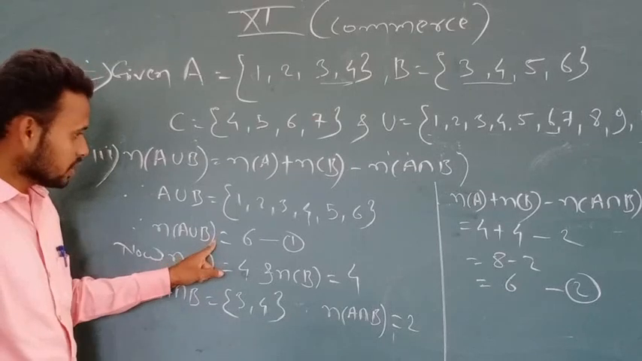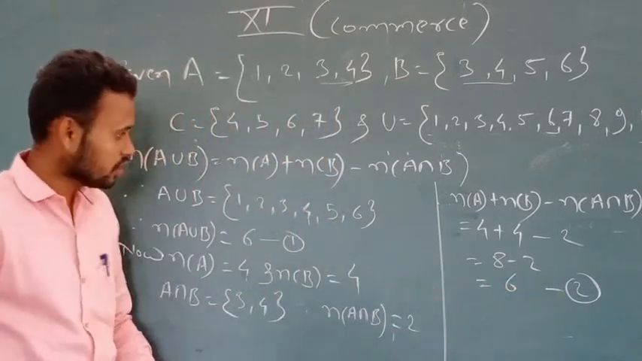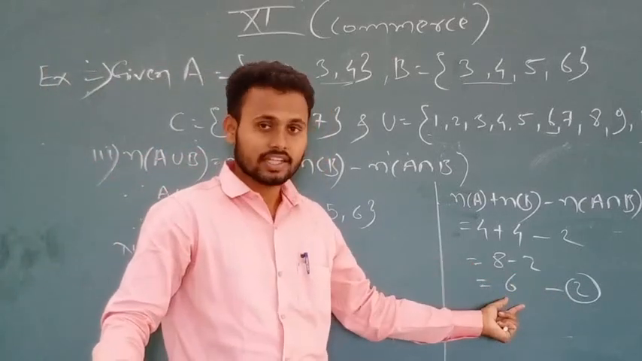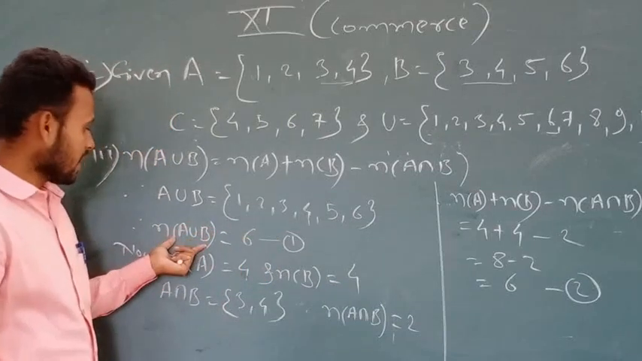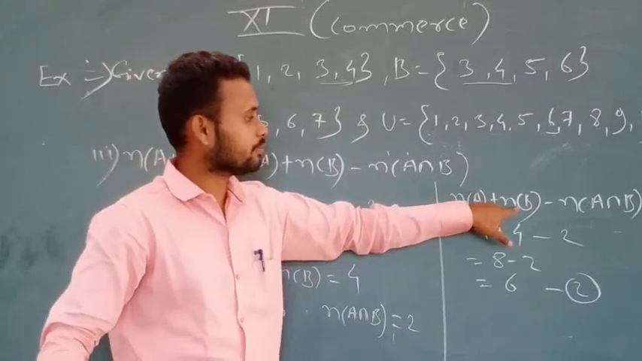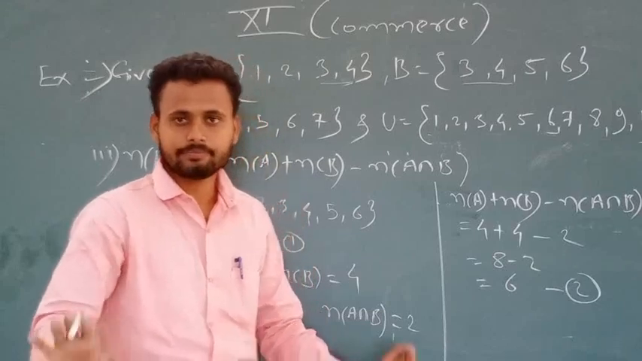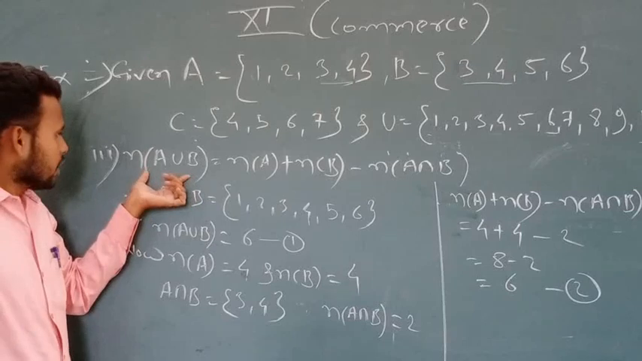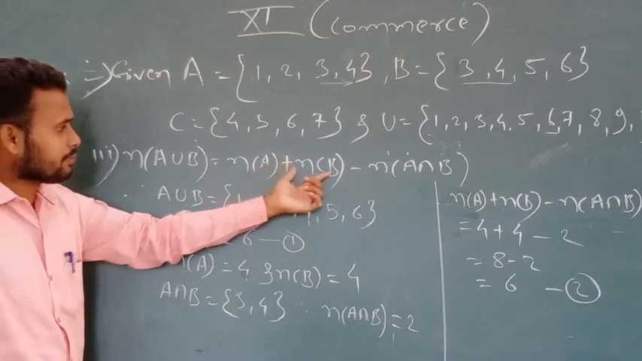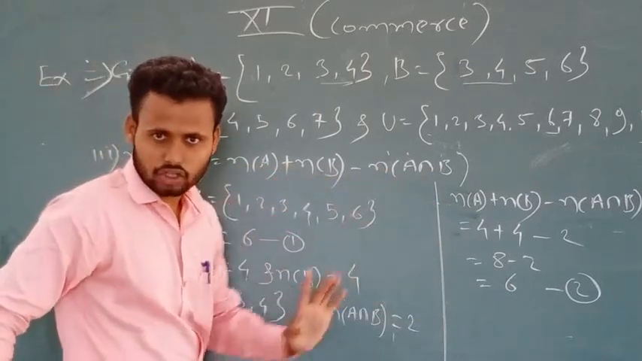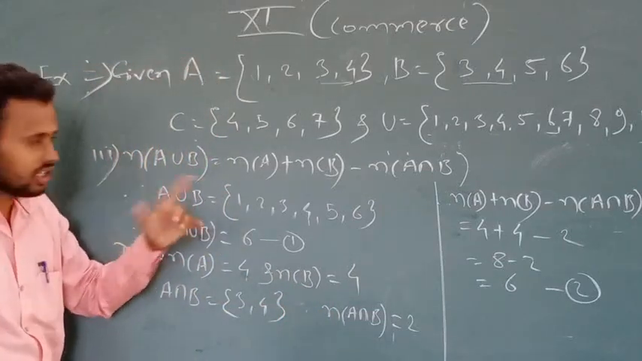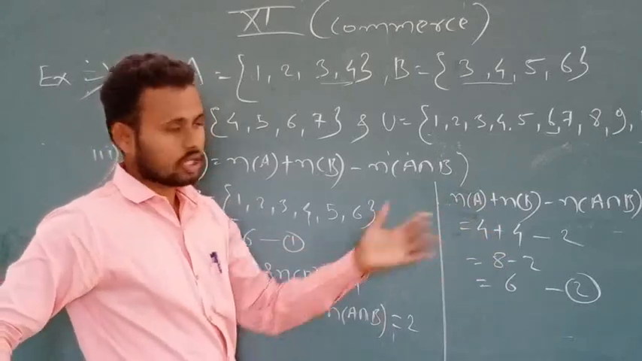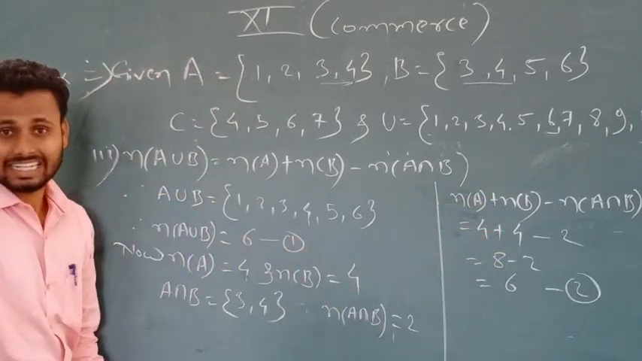Now from equation first and equation second, we observe that the equation first value is 6, and the equation second value is also 6. Therefore, we say that n of A union with B is equal to n of A plus n of B minus n of A intersection with B. We find the LHS from equation first and the RHS from equation second. The right hand side is the same, therefore the left hand side is also the same.